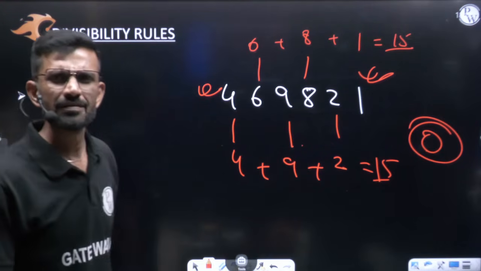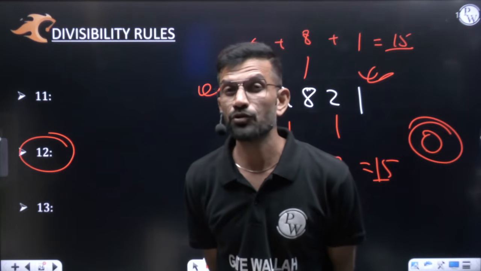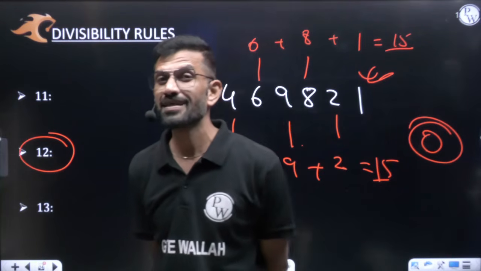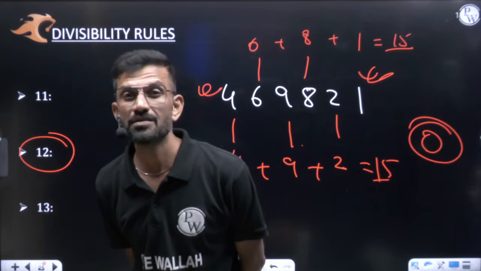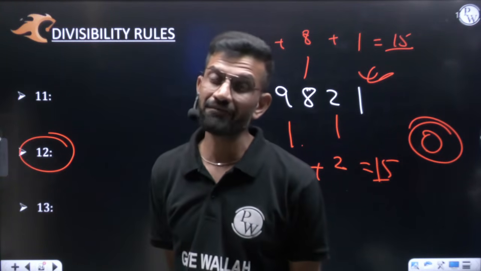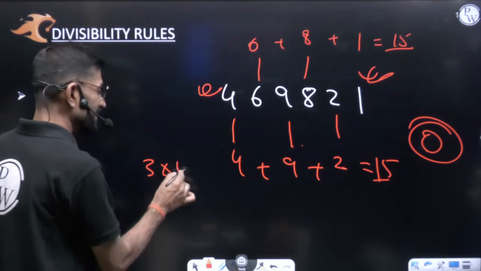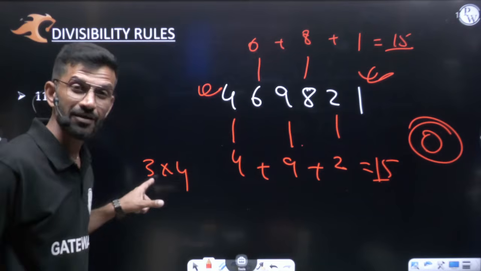Very simple. Break the 12 into co-prime factors. Don't say, sir, 2 6s are 12. 2 and 6 are not co-prime numbers. I want it to be broken into co-prime factors. So 3 and 4. 3 4s are 12. 3 into 4 we can write as 12. And 3 and 4 are co-prime numbers.